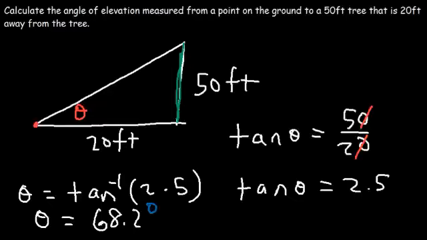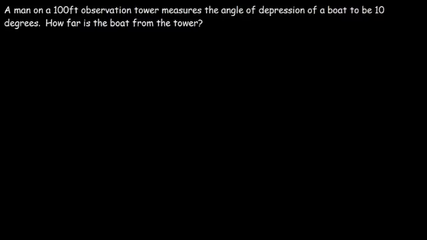So that's what you need to do whenever you're looking for an angle. You can use the inverse tan function, inverse sine, inverse cosine, depending on what two sides of the triangle you have. Here's another one for you. A man on a 100-foot observation tower measures the angle of depression of a boat to be 10 degrees. How far is the boat from the tower?